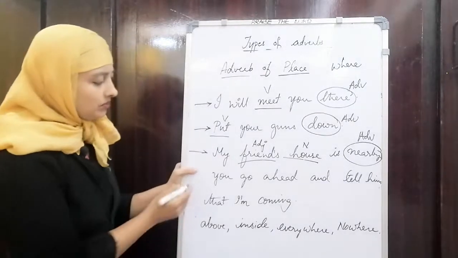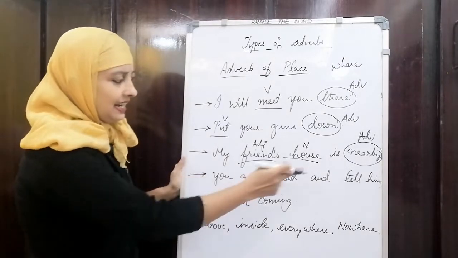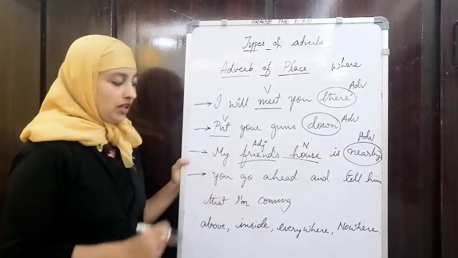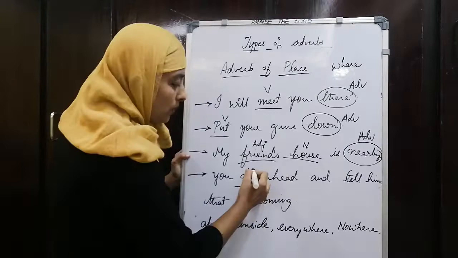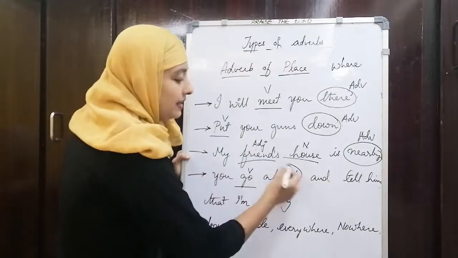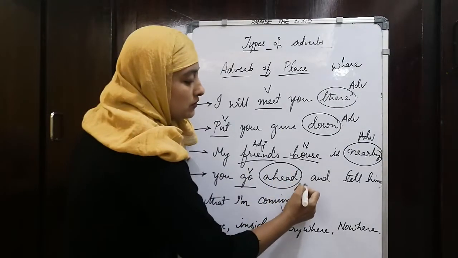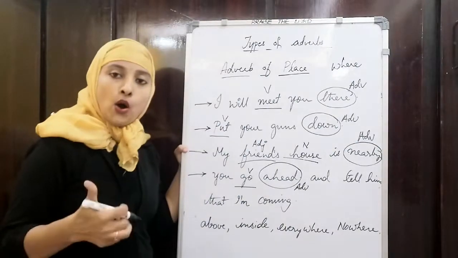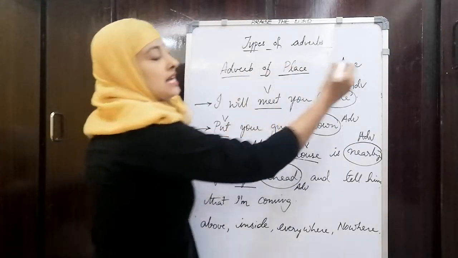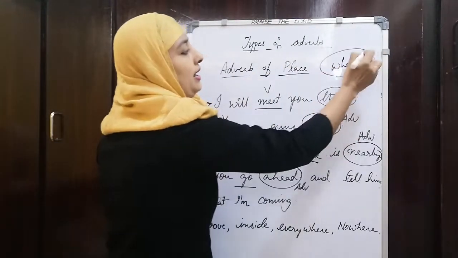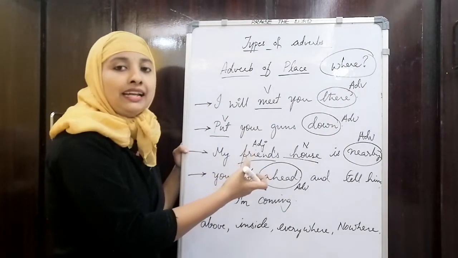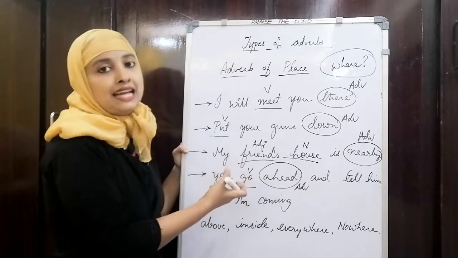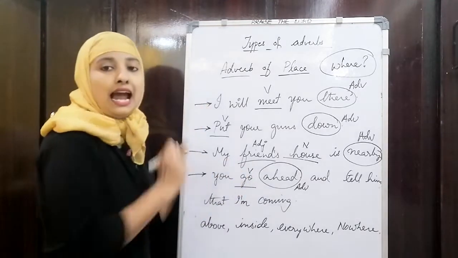Right? You go ahead and tell them that I am coming. You go ahead. So what is the verb here? Go. Where should you go? Ahead. So you need to ask a question where to the identified verb, so that you will be getting the answer. That is the adverb. Right? So this is the adverb of place.